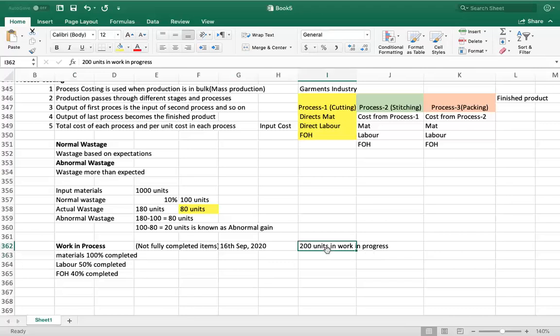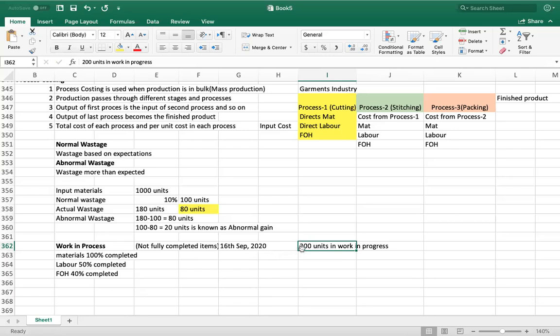So what does it mean that today, 16th September, we have 200 units in work in progress? It means that today, when we finish our work, we still have 200 units which are not completed. So what is the stage of completion? Material 100% completed on these 200 units, labor 50% completed, and factory overhead 40% completed on these 200 units.